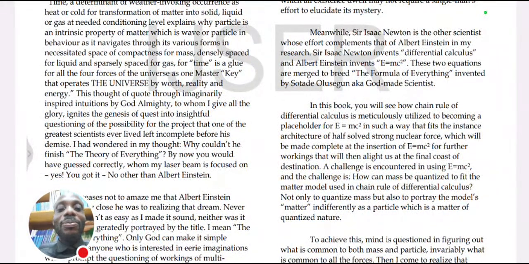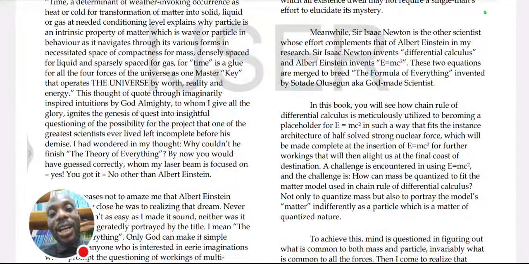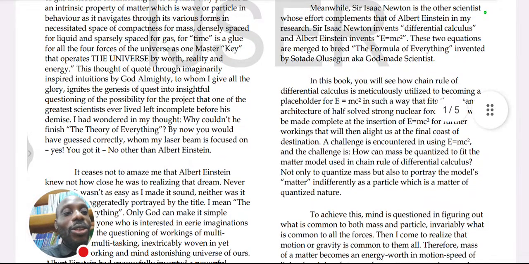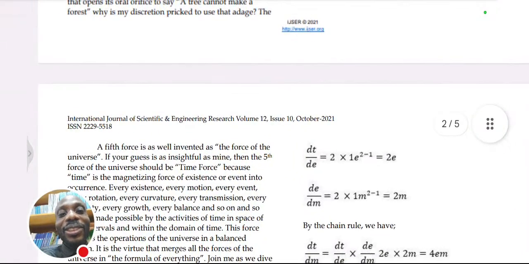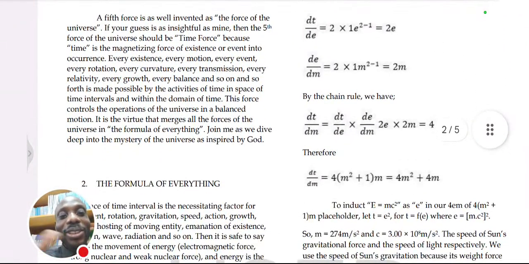And then another thing that I need to do is I need to use the chain rule, because for me to properly model the relationship of time to energy and to mass, I have to use the chain rule so I can capture those three elements in the chain rule. So then, if you read through, you will see some ideas as to how I'm to go about it.